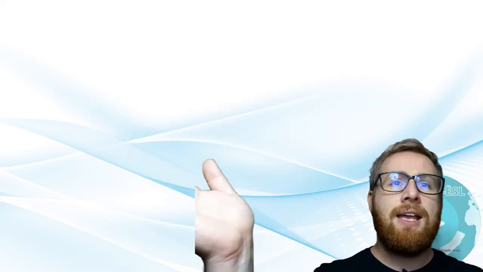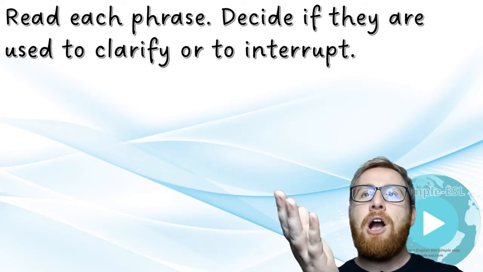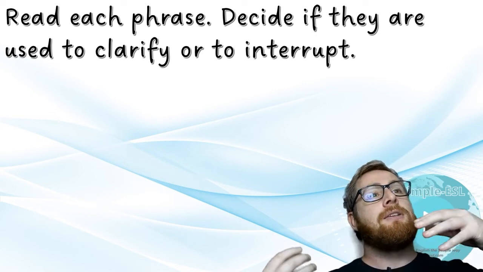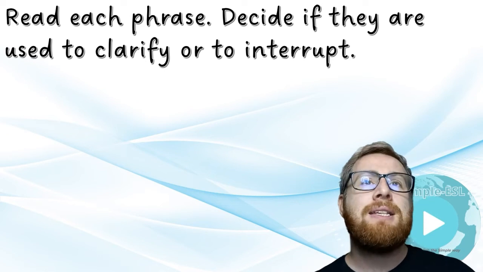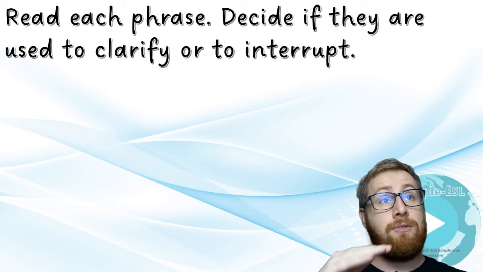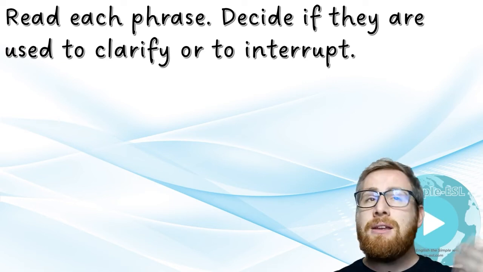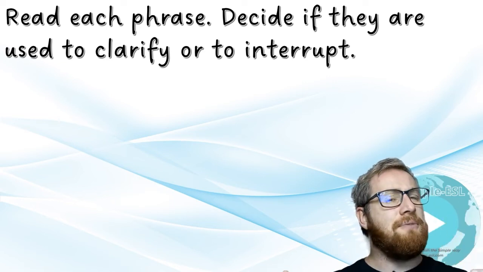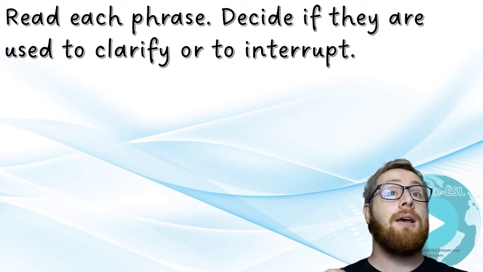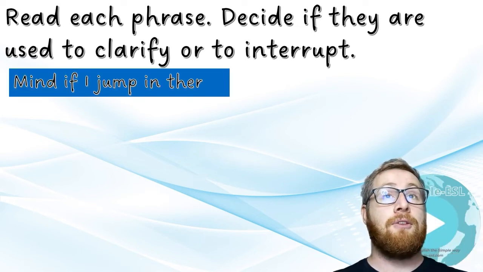I'm just going to cut in here, get out the way. We're going to go over clarifying and interrupting. So we're going to read each phrase and decide if they are used to clarify or to interrupt. So clarify, want to double check something. Interrupt, we want to stop the person and say our thing.